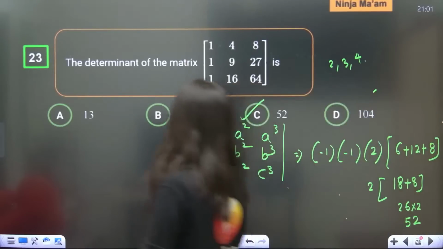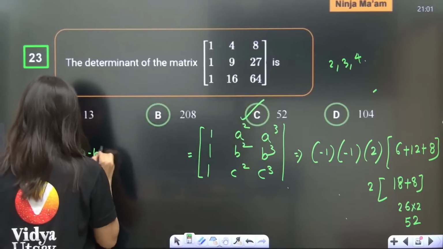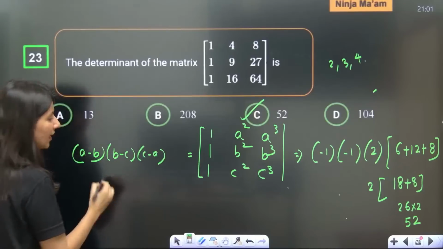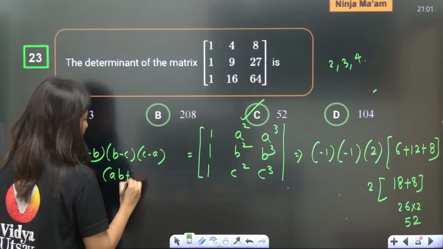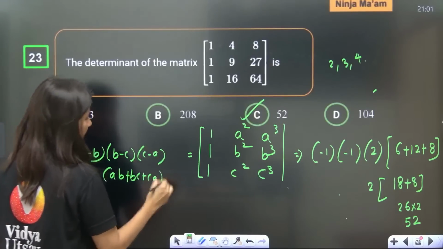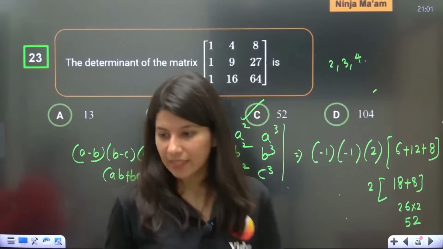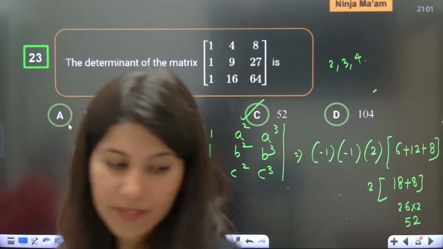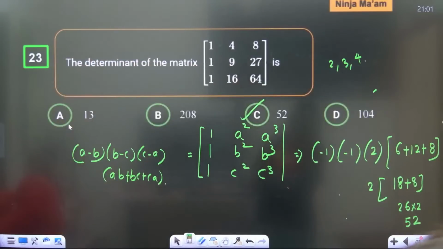So the value is actually the determinant value of a minus b, b minus c, c minus a, multiplied by ab plus bc plus ca. Okay, everybody? Yes? This is how you remember this result. Otherwise, you will have to calculate it. Let me check the chat.